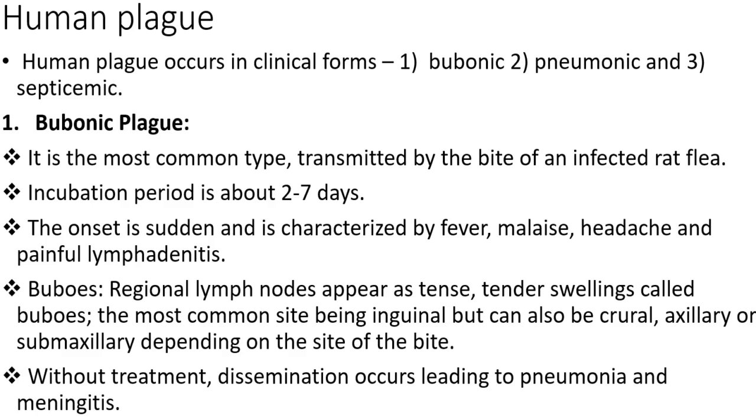Symptoms are fever, malaise, headache, and pain. Here lymph nodes are affected mainly. Buboes means what? Bubonic plague, the name. Buboes means regional lymph nodes appear as tense, tender, and swollen. The swelling or tenderness of the regional lymph node we call buboes. Most common site being the inguinal region.